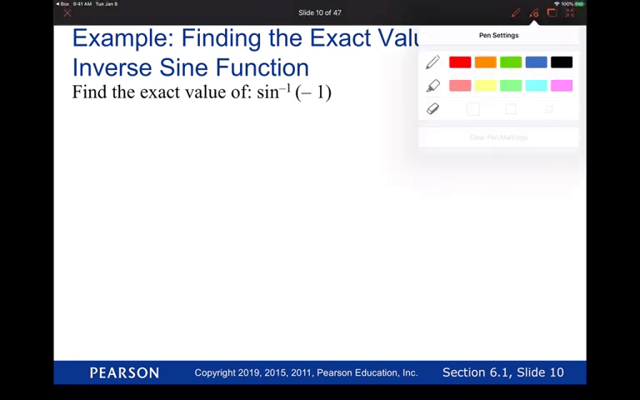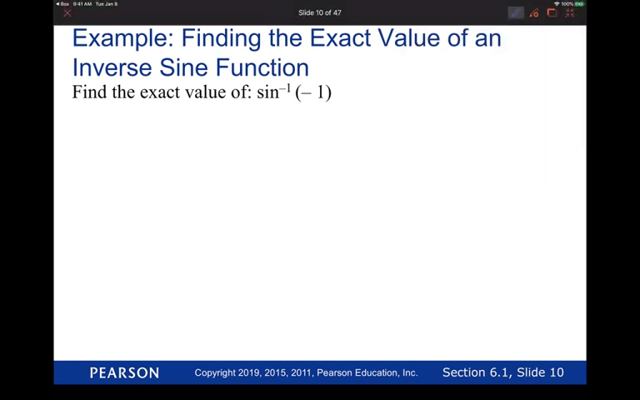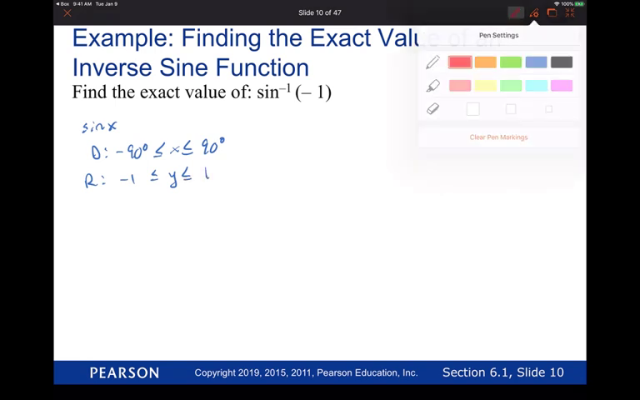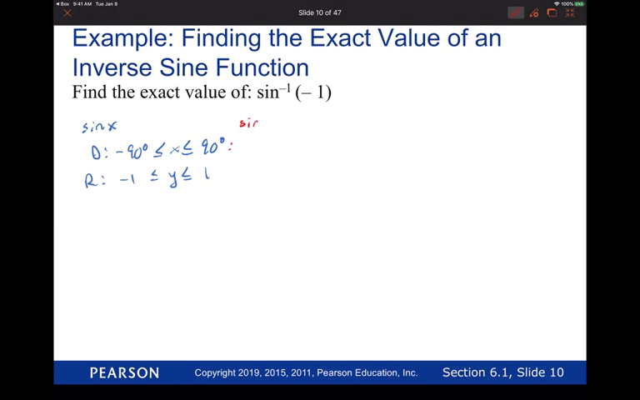If we consider sine of x, the domain of sine, we said, went from negative 90 to 90. Is this okay? And then the range we just said went from negative 1 to 1. So then when we consider the inverse, inverse sine of y, this is our range, this is our domain, okay? So that's the first thing that we need to do when we do these.